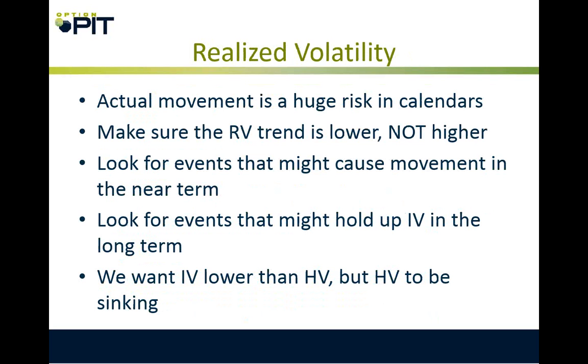Actual movement is a huge risk in calendars. All right. So this means make sure that the trend of movement, or HV, is lower, not higher. All right, you want the volatility trend to be dropping. We'll look at one here shortly. So look for events that might cause movement in the near term, and look for events that might hold up IV in the long term.